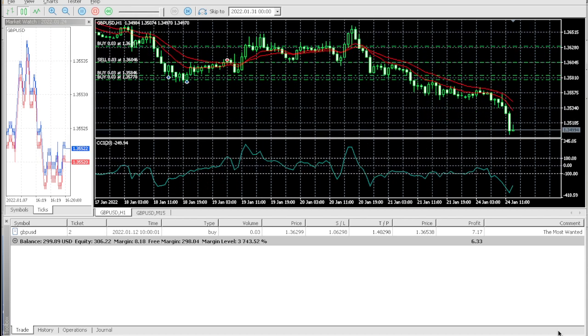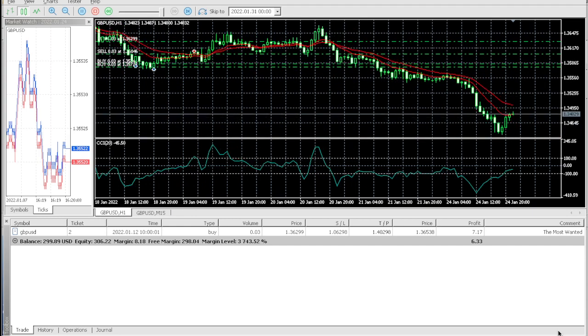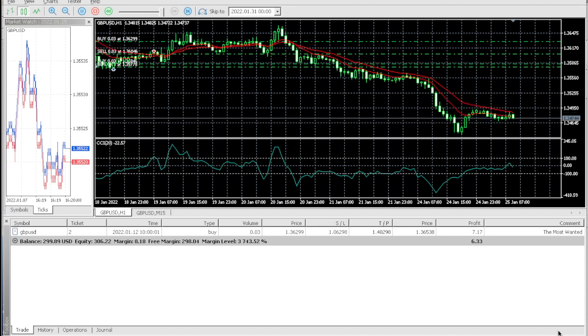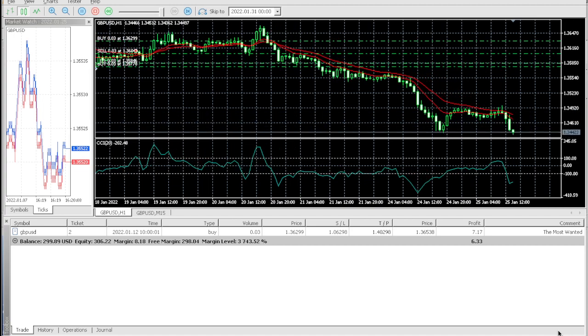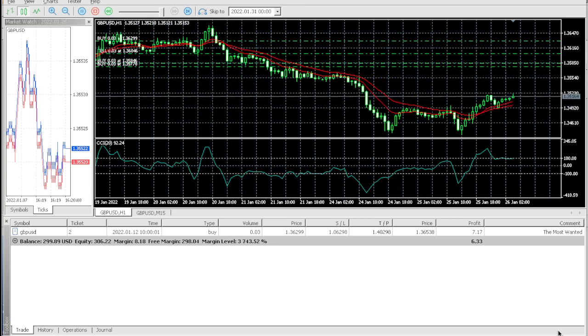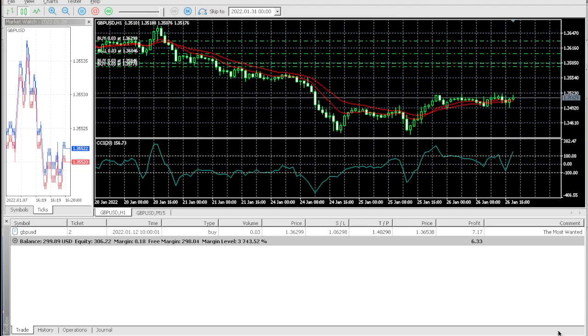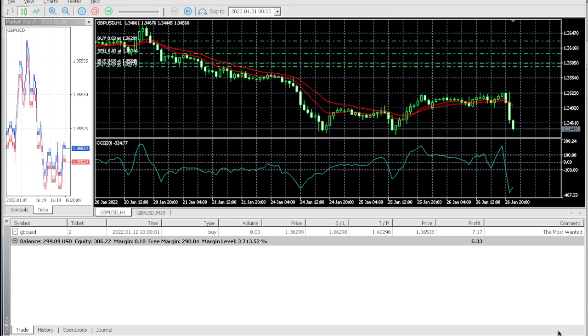Now we're taking crazy, ridiculous positions. Oh my, I thought this robot had a 100% win rate. But we're trading a pair that they don't recommend, so I'm guessing we need to go on a different pair. You know what? I'm just going to trade Euro USD. I'm going to give them the benefit of the doubt.